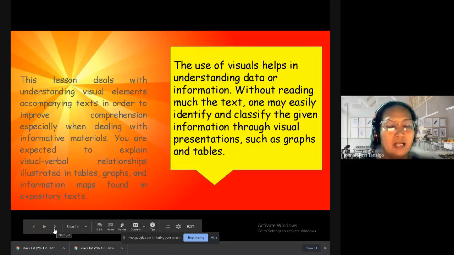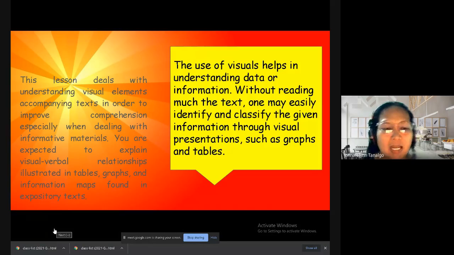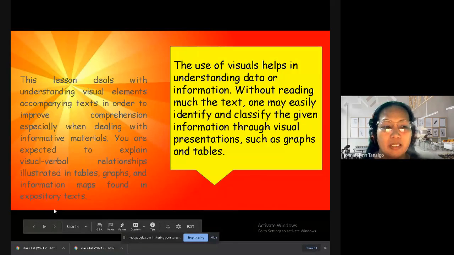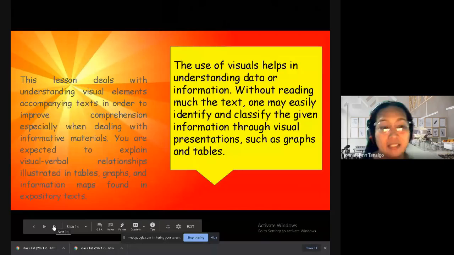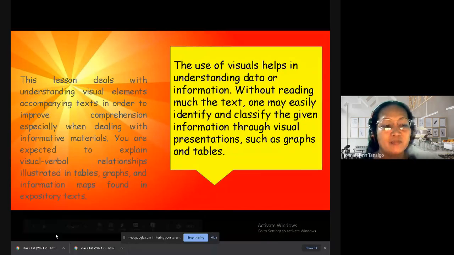And honestly, you have known this already since elementary. It was discussed to you, the use of graphic organizers, and how these graphic organizers can help you when it comes to reading an informative material.